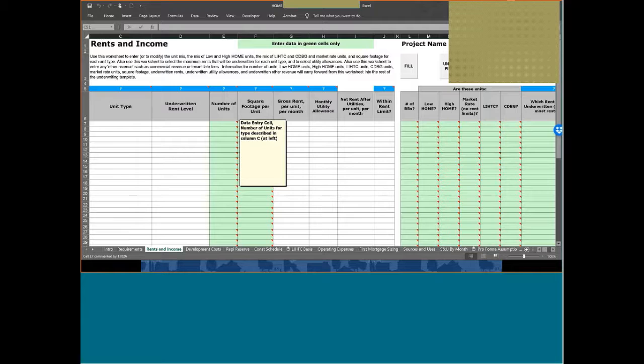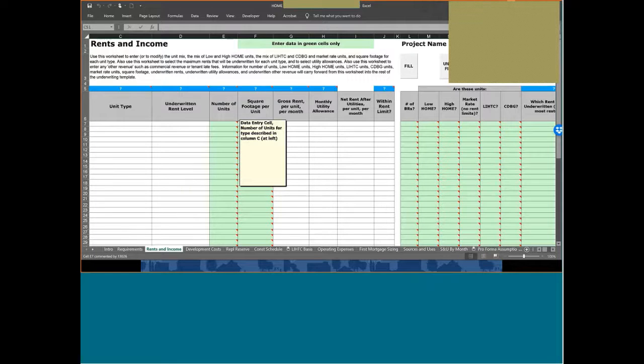A configuration will be shown on an individual row, and it represents a unique combination of information so that all of the units on a row are the same in terms of the size and type of affordability restriction that apply to them. So if you have 30 units, you might have half a dozen different configurations.